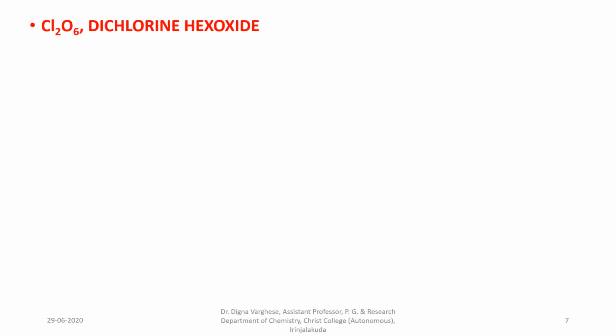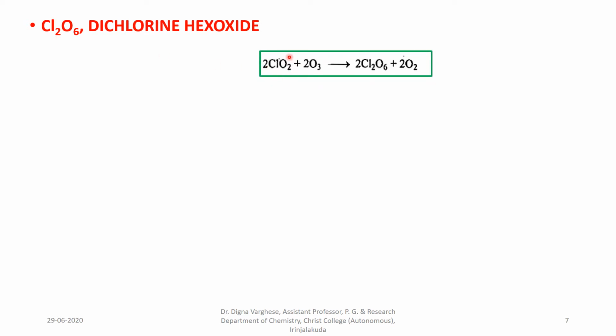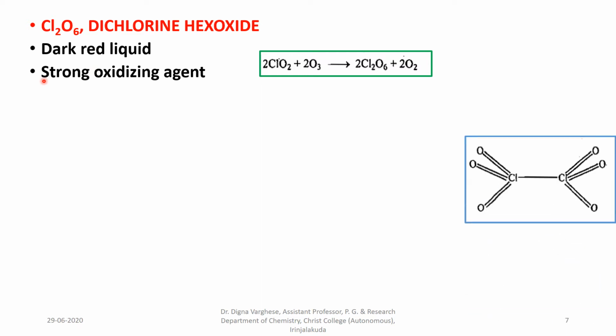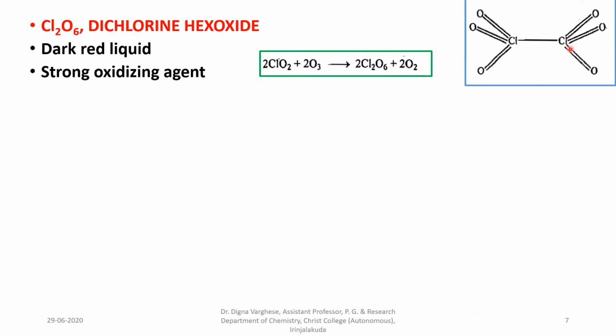Dichlorine hexoxide. Its molecular formula is Cl2O6. It is prepared by mixing chlorine dioxide with ozonized air at 0 degrees Celsius, giving dichlorine hexoxide. It's a dark red liquid and it acts as a strong oxidizing agent, and its structure is like this, and chlorine shows sp3 hybridization.